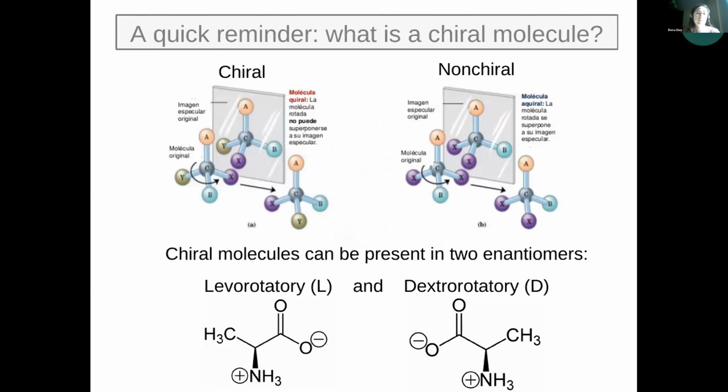So just a quick reminder with more details about what a chiral molecule is. A chiral molecule is such that we have the original object and its specular image, and they are not connected by a regular symmetry transformation like translations or rotations. So these two objects, the original one and the specular image, are the two enantiomers, the two forms that chiral molecules can present, and they are named levorotatory, L, or dextrorotatory, D, depending on the order of the atomic conformation, whether it's clockwise or counterclockwise.